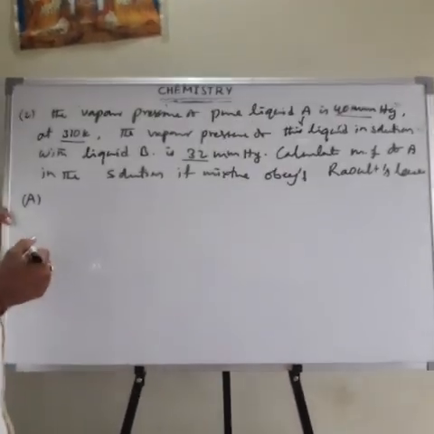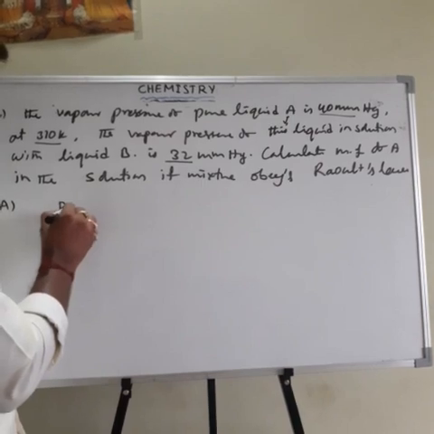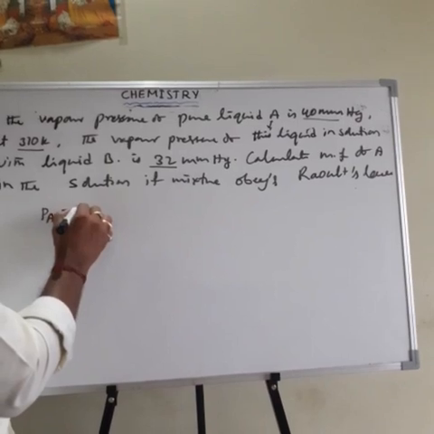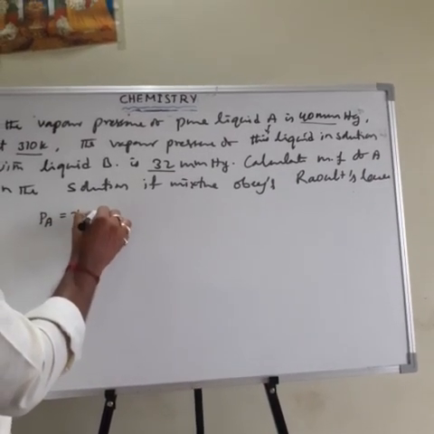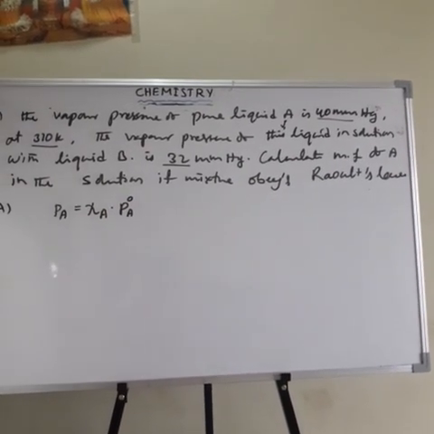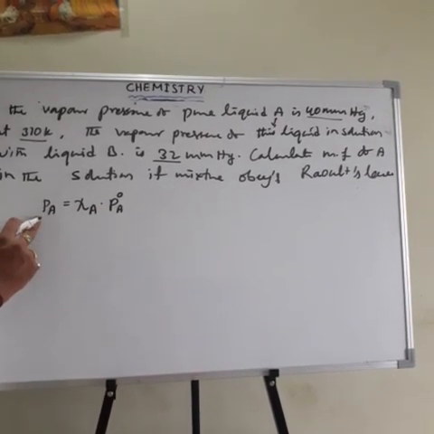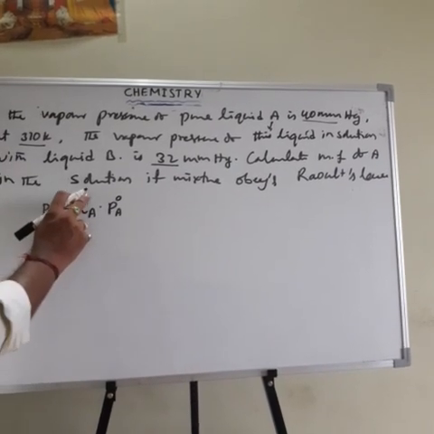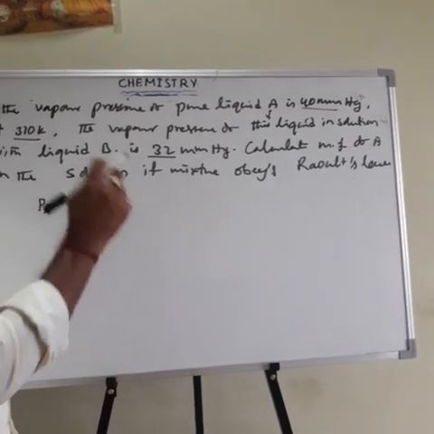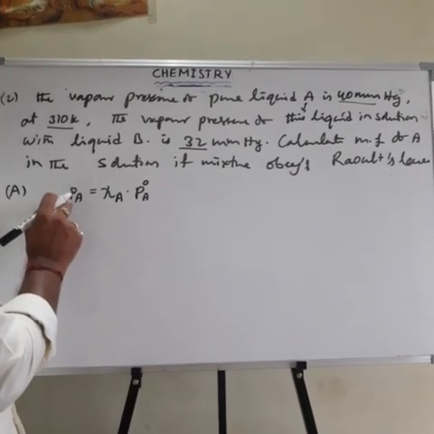According to Raoult's law for a liquid-liquid type solution, the partial pressure of a liquid is equal to the mole fraction of the liquid into the vapor pressure of the pure liquid. That's why PA is equal to XA into P naught A. So the partial pressure of a liquid is equal to the mole fraction of that liquid in the solution multiplied with the vapor pressure of the compound in the pure state. So this is the formula.